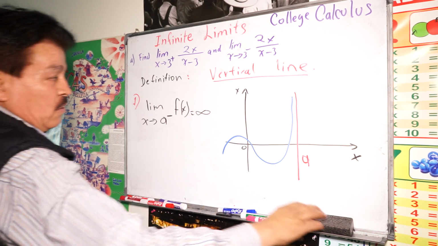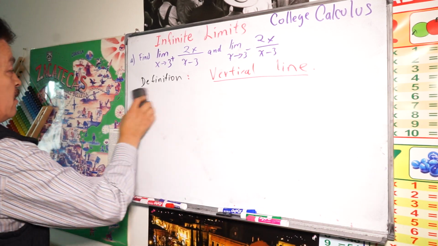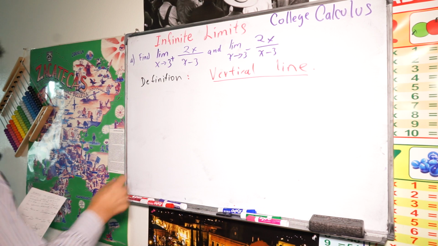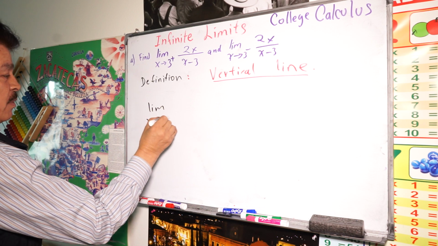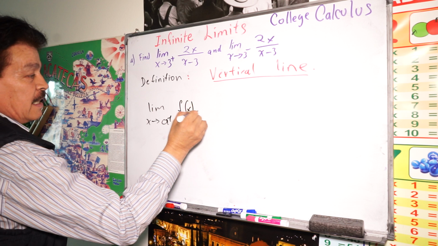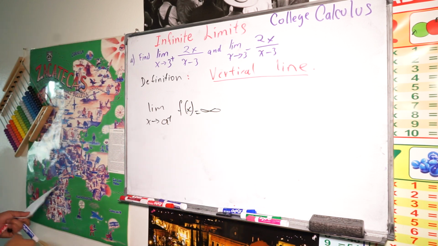Let's do another different limit using the vertical line. That's number 2. We have the limit when x approaches a from the positive side, right here, of f of x equals infinity. Okay, like that. The graph looks like this.